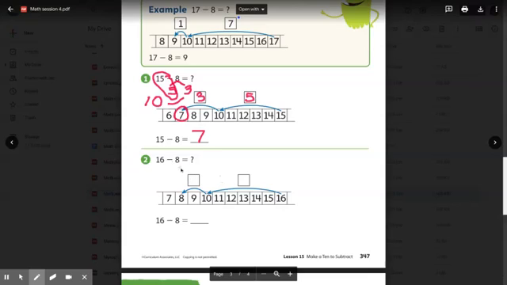Last one on this page, 16 minus 8. We start at 16. We have to get to 10. That's 6 jumps. So I've already taken 6 out because 16 minus 6 is 10. I have 2 more to finish the number bond, but I'm still subtracting. 10 minus 2 is 8. So 16 minus 8 is 8. And you might have already recognized that because 8 is a double. 8 plus 8 equals 16. Okay.